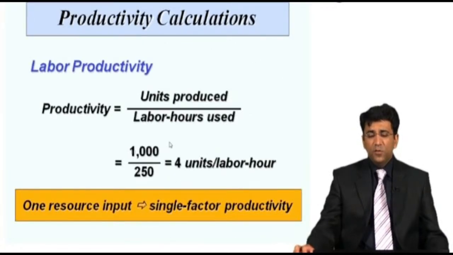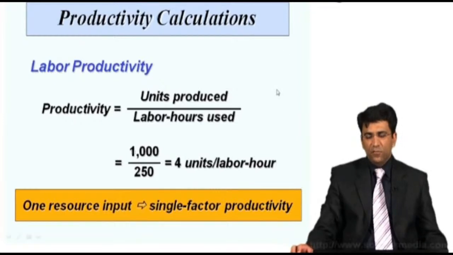Now students, let's suppose there are 1000 units being produced in some organization, and these units are being produced by consuming 250 labor hours. So if we put these two values in the formula, output over input, 1000 is our output and 250 hours, that is the labor hours, is our input. So our productivity will be equal to 1000 over 250, that will be 4 units per labor hour. So this is the way we can measure the productivity.